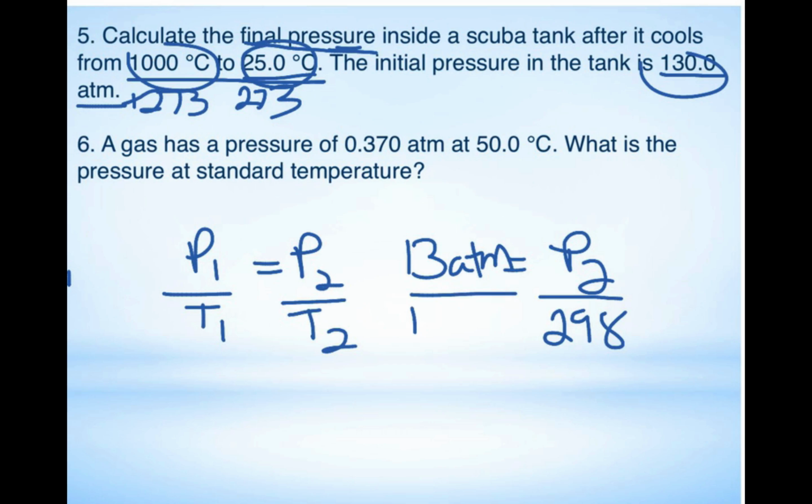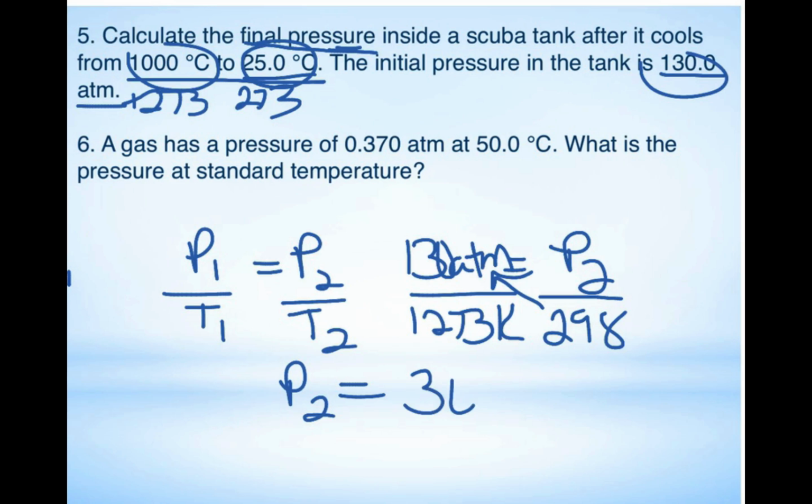over 1,273 Kelvin. Now what do? I cross multiply, and we find that P2 is equal to 30.43 atmospheres.